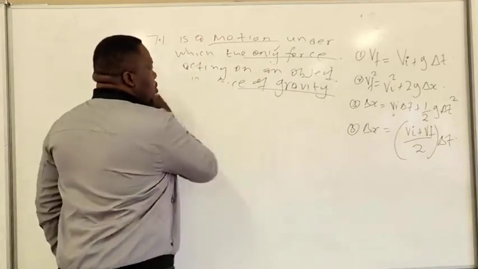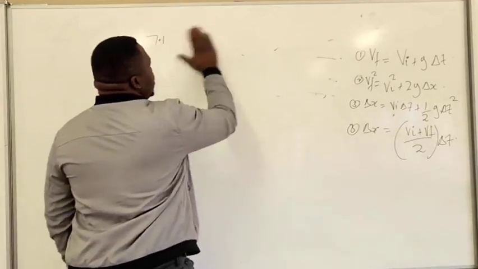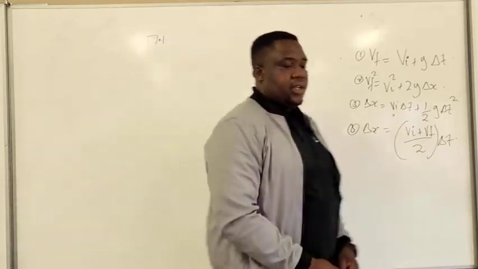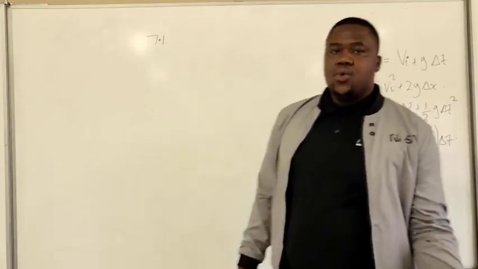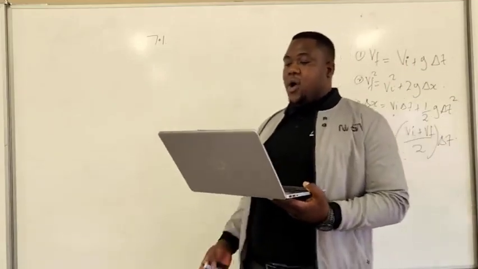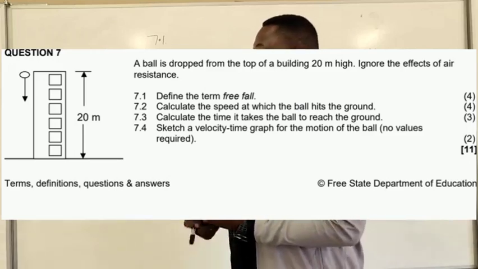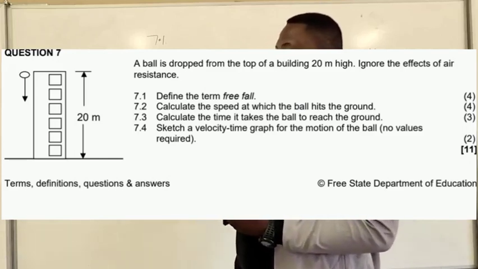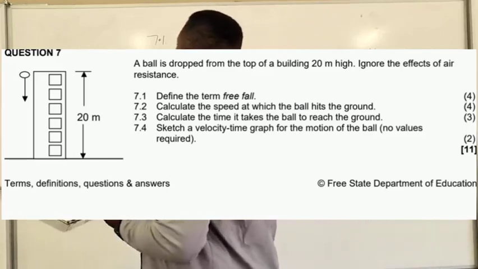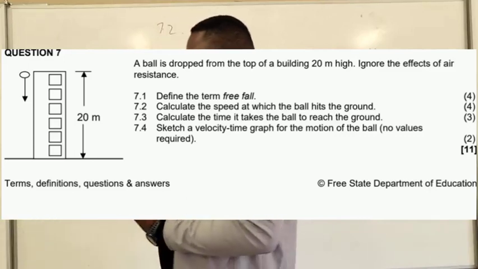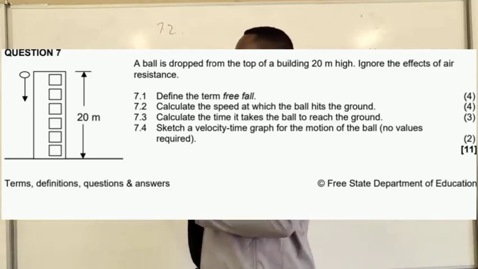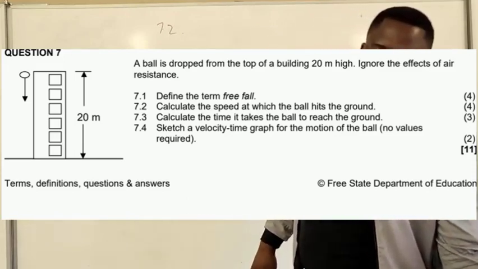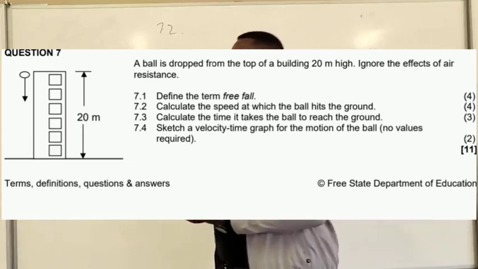Okay, so we won't dwell on the definition because you can get that from an exam guideline. I want us to deal with the calculation. We are told that we have a ball which is dropped from the top of a building 20 meters high, and we must ignore the effect of air resistance. 7.2 says: calculate the speed at which the ball hits the ground. Okay.